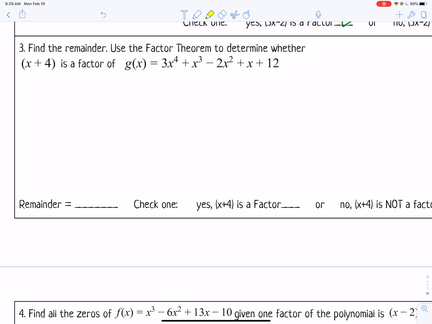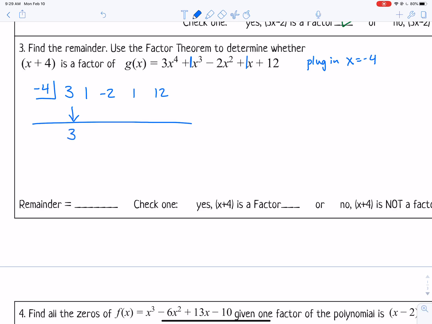All right, and number 3 says find the remainder, use the factor theorem to determine if x + 4 is a factor. So there's actually a couple ways to do this problem. You can take x + 4 and do synthetic division. You can also plug in x = −4 and figure out what the remainder is from there. So I'm going to do synthetic division. So −4 is in my box, and then I have 3, a 1, a −2, another 1, and a 12.